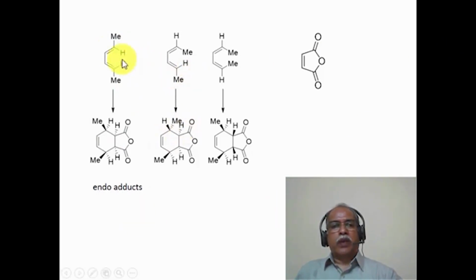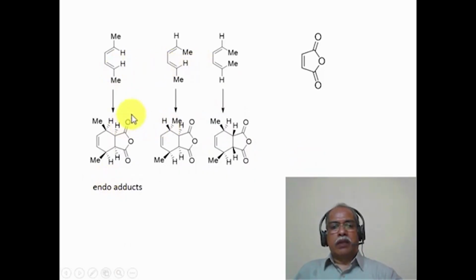You can see here the two methyl groups are cis in the final product because they are pointing out in this particular case. Here one methyl is inside and the other methyl is outside. That would result in the trans stereochemistry of the 1,4 junctions here. Here again the two methyl groups are cis, pointing interior, so they remain as cis in the final product also. So these are the endoadduct structures arising out of the 3C.